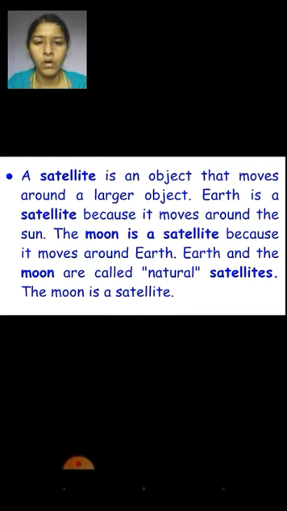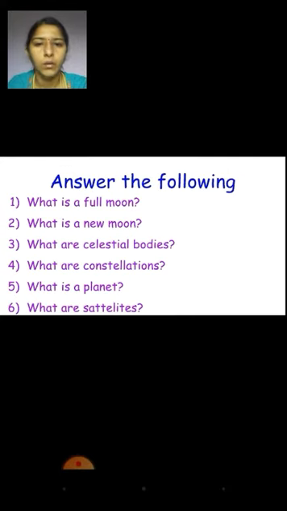I'll just read out the questions for you. First question is, what is a full moon? The second one is, what is a new moon? And the third one, what are celestial bodies? And the fourth one is, what are constellations? And the fifth one is, what is a planet? And the last question is, what are satellites?